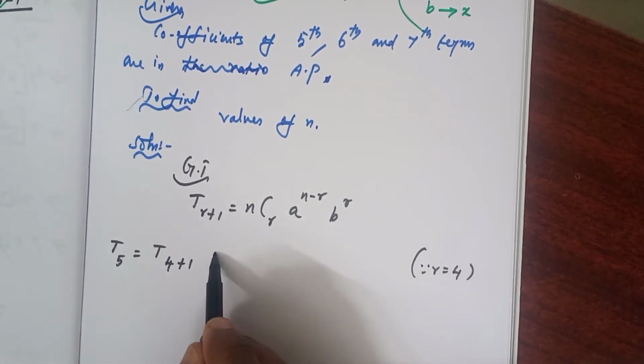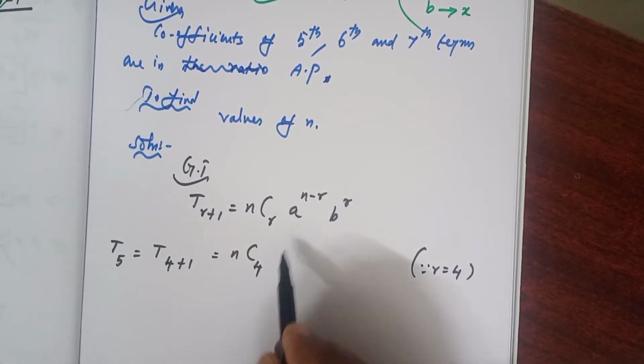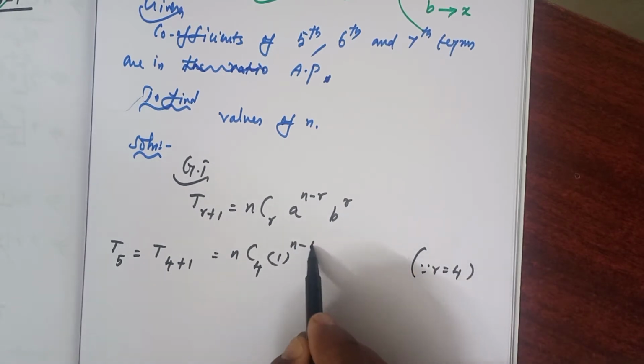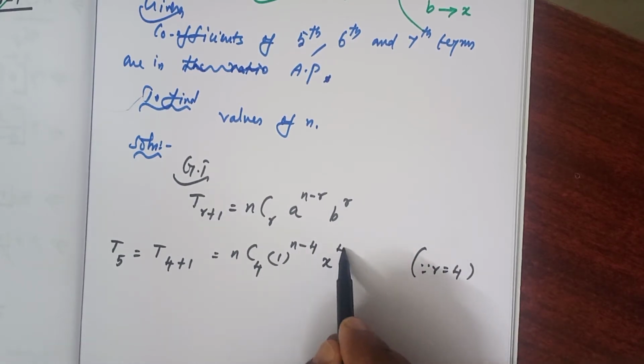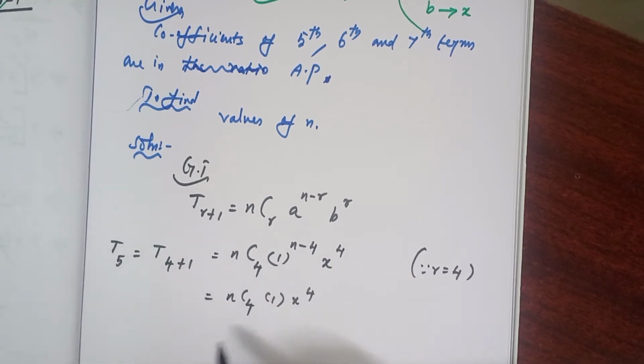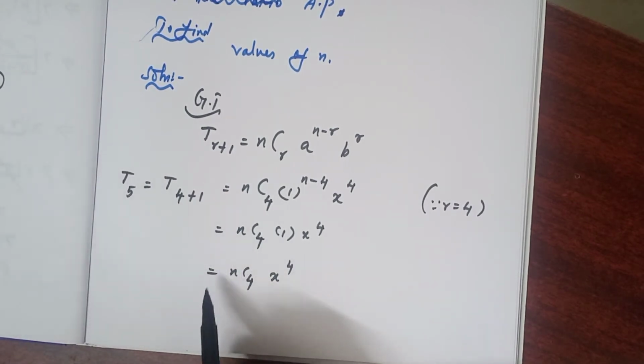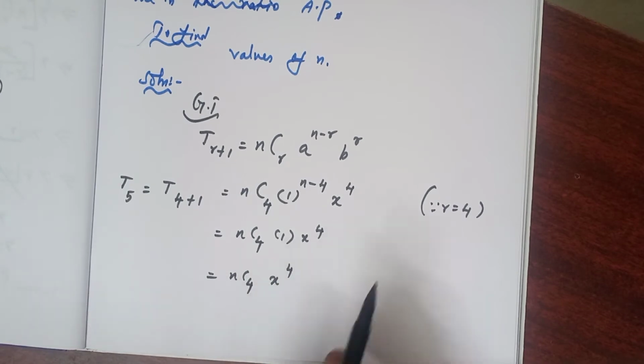Now you can substitute. n is n only, C, r is 4, a is 1 power n minus r, that is 4, b is x power r, that is 4. That is equal to NC4, 1 power anything is always 1, into x power 4. That is equal to NC4 into x power 4. This is a coefficient. We are going to consider the coefficient only. What's the coefficient here? NC4.